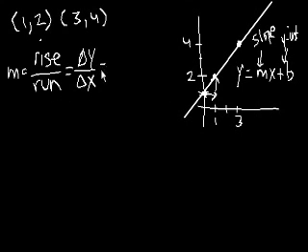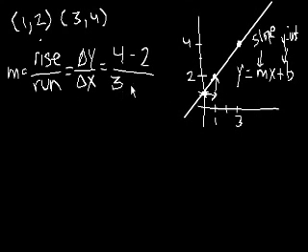Well, change in y, let's take the starting point to be 3, 4. Let's say we're going from 3, 4 to 1, 2. The change in y is 4 minus 2. We just took this 4 minus this 2 over 3 minus 1.